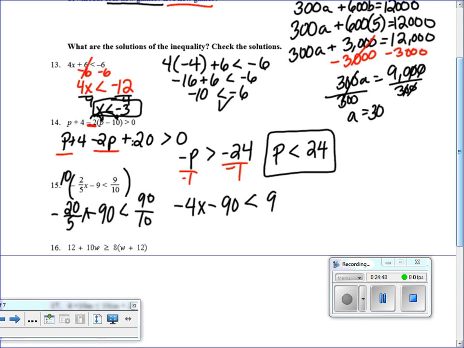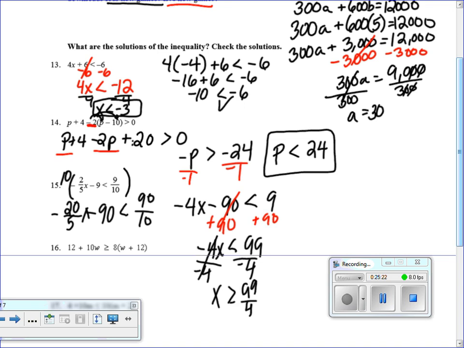Okay, now that the fraction's gone, we can solve the inequality like we normally would. So we're going to add 90 to both sides to get that variable by itself. We get negative 4x is less than 99. And then you're going to divide everything by negative 4. Okay, x becomes greater than negative 99 over 4.